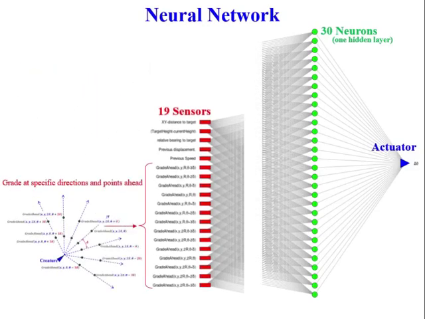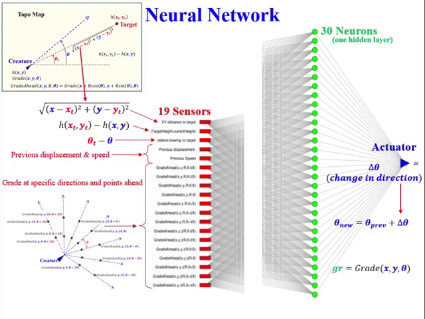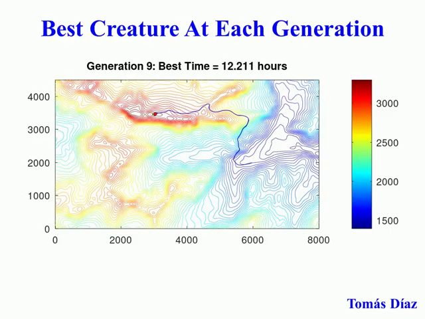So we have our grade points on the sensors, we have our previous displacement and speed, we have the relative bearing, we have the difference in heights, we have the distance to target from the topo map, and we have the one actuator which will provide the change in direction, which will provide the new grade, which will provide the speed for the next time step. Here is the best path for the best creature for each generation.